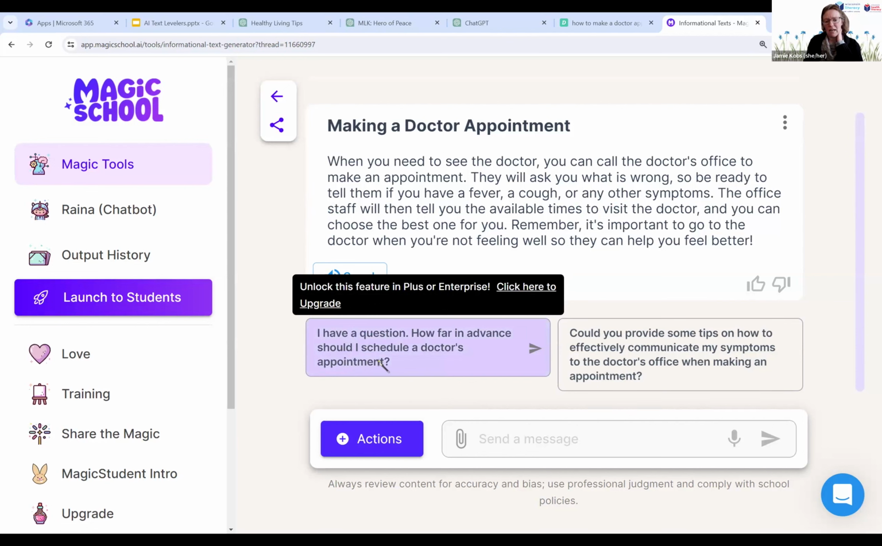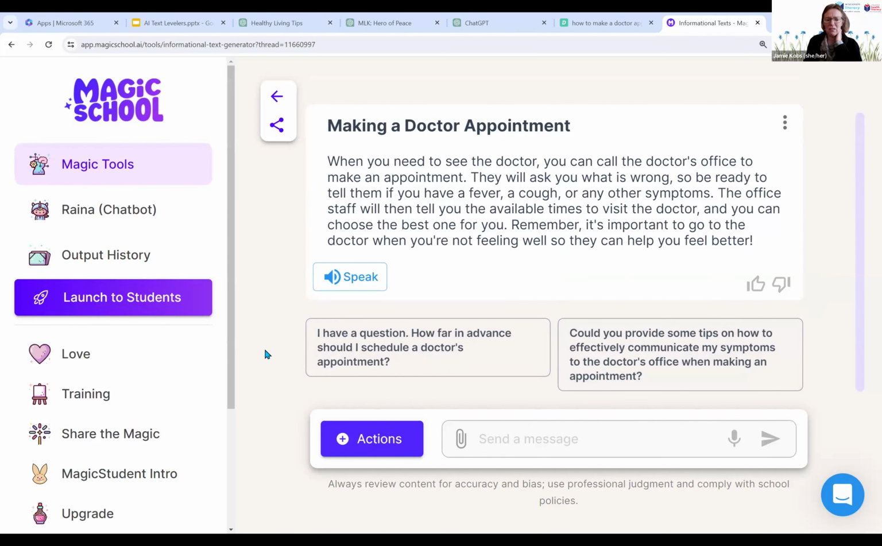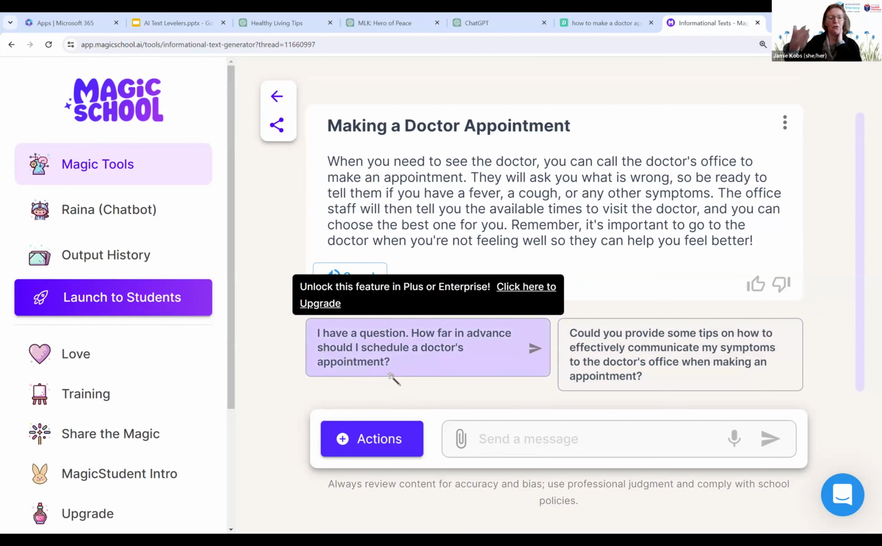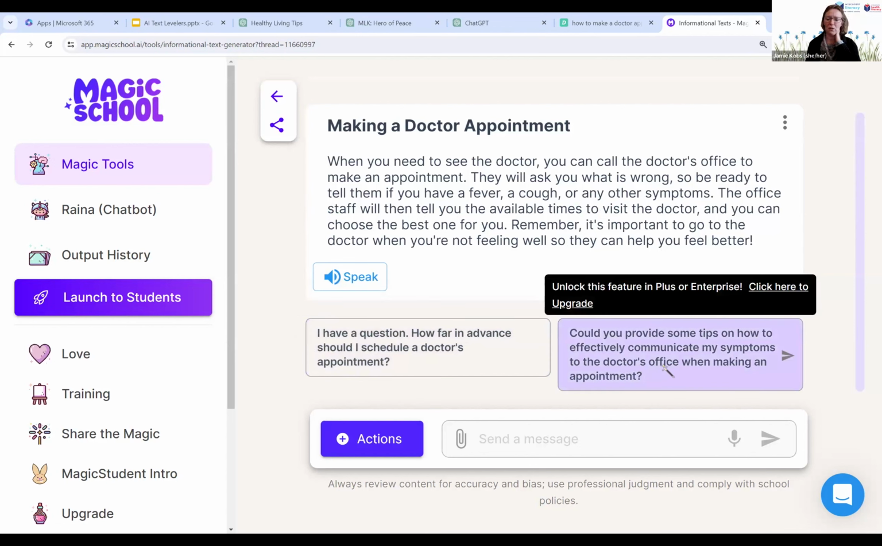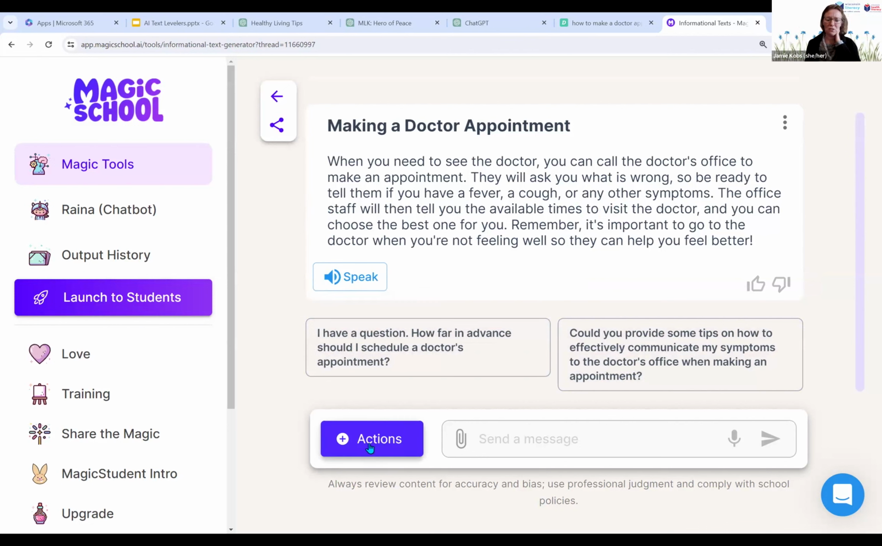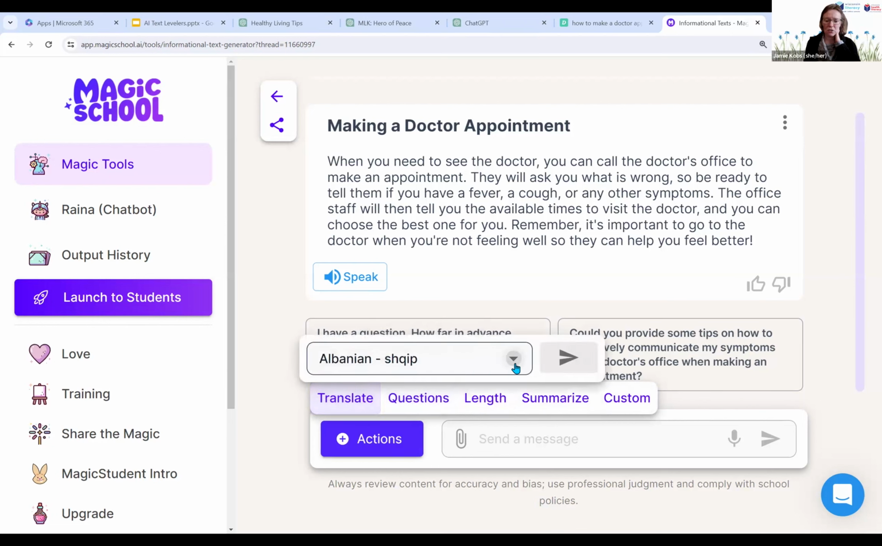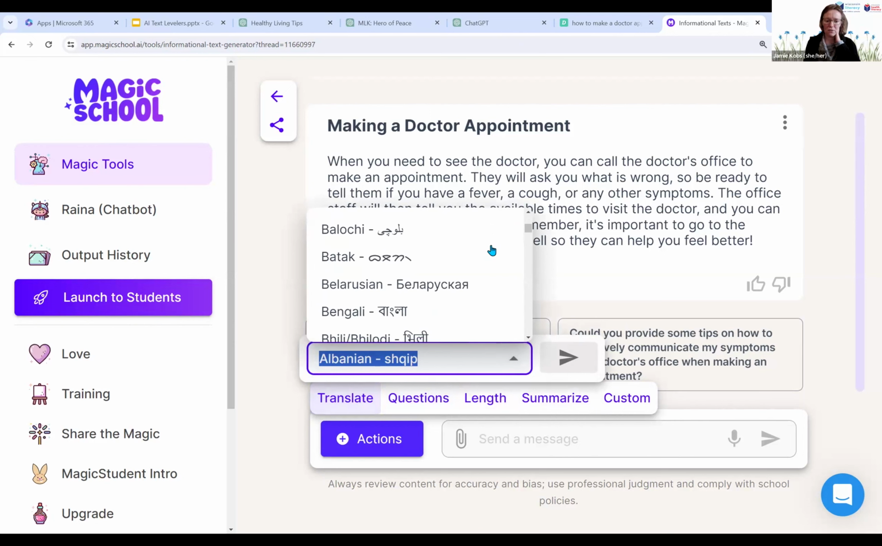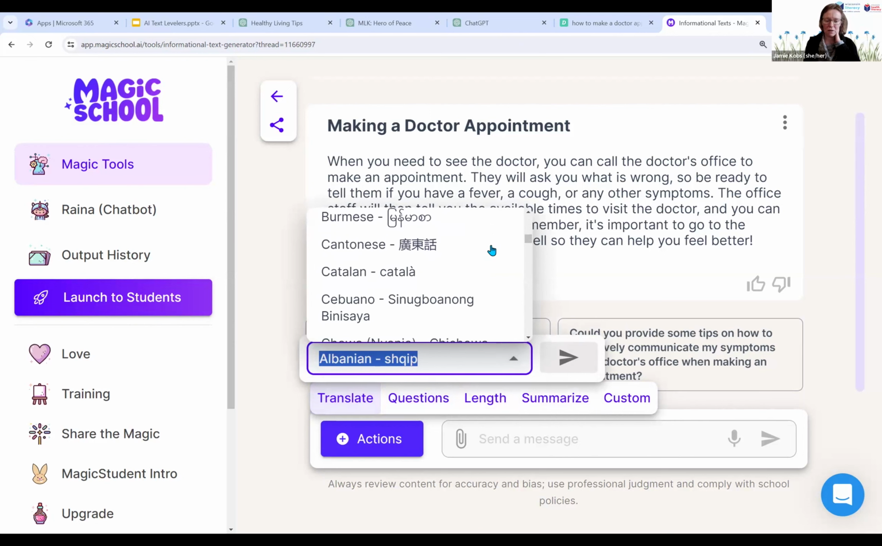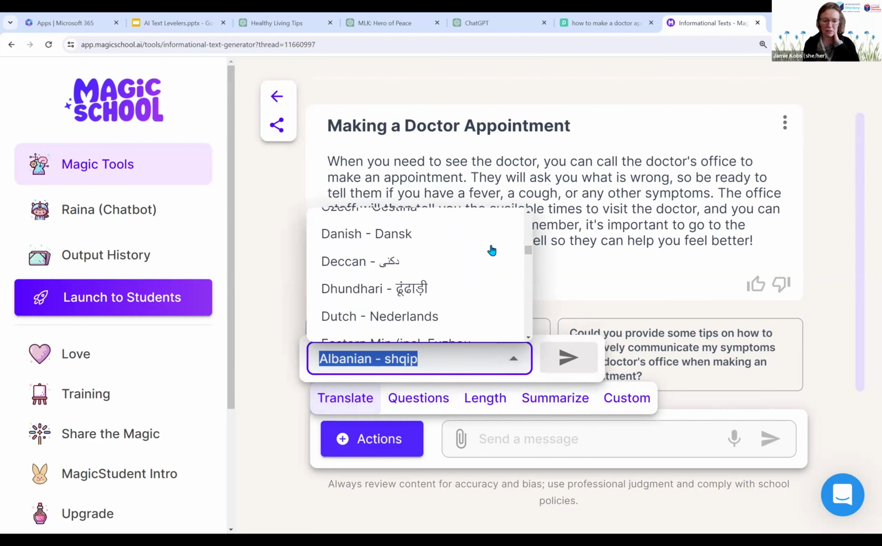So these are interesting. I haven't played around a whole lot with these, but when you generate text in Magic School, there tend to be questions here or further prompts, so you can get it to generate even more for you if you like one of these prompts. There's also this actions button. None of these actions, except for the translate, are available with a free account. But I can translate it into lots of different languages. Let me know if you want me to check specifically on a language.